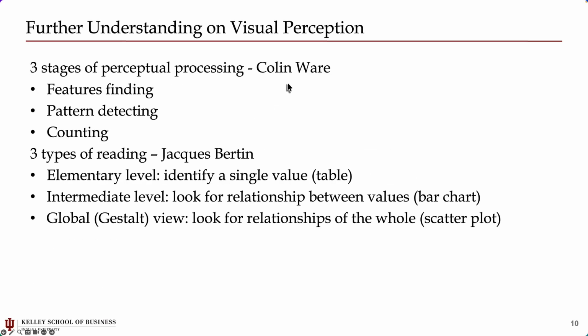So, two influential researchers give us frameworks for understanding visualization. Ware describes three stages of how we process visuals. First is feature finding, detecting basic elements like colors, shapes, and positions. The second is pattern detecting. Here we recognize relationships and groupings. The third is counting, understanding quantities and making comparisons.